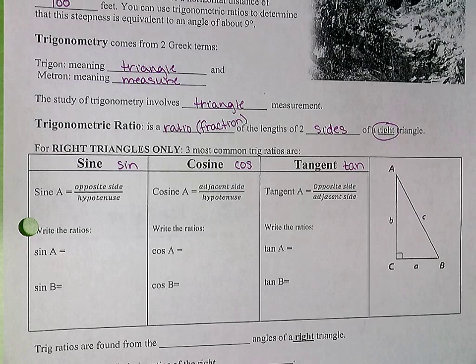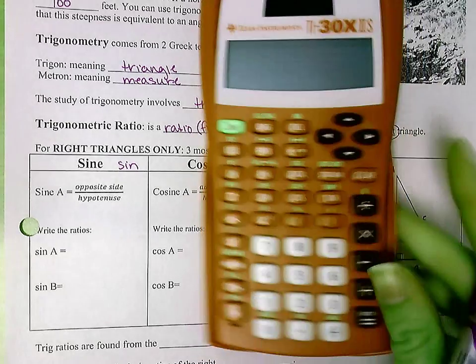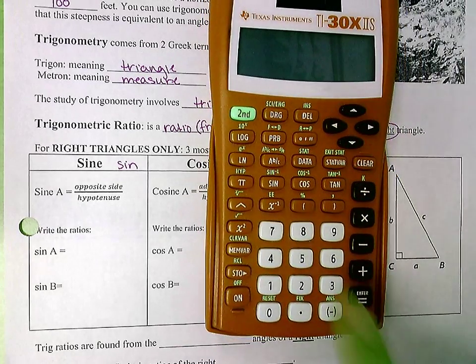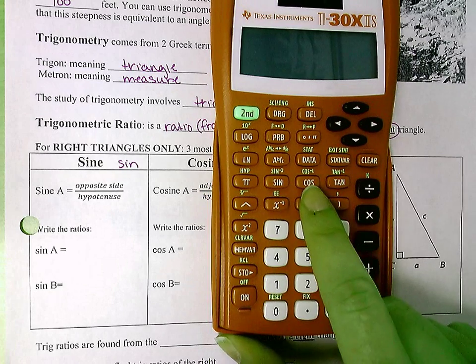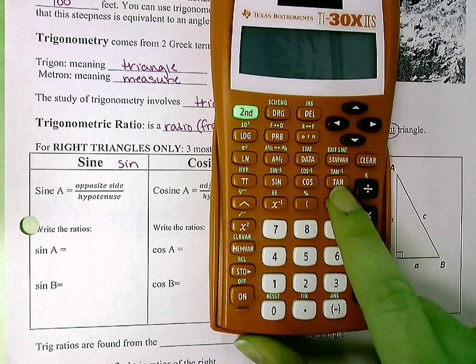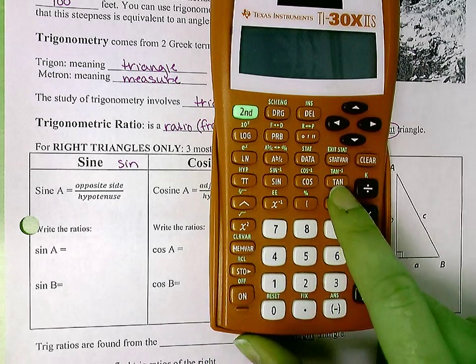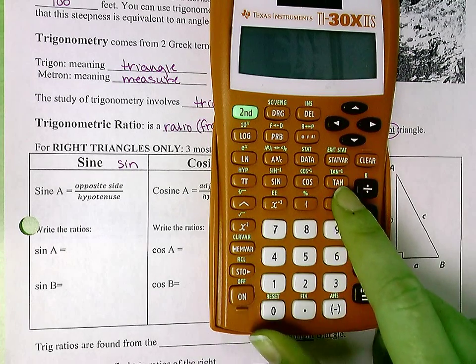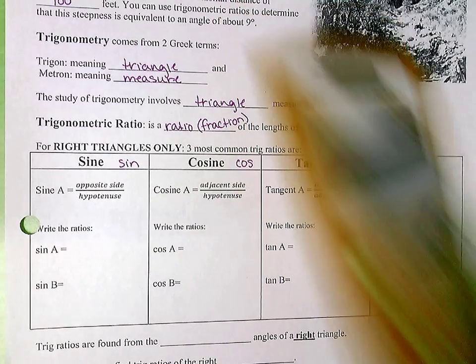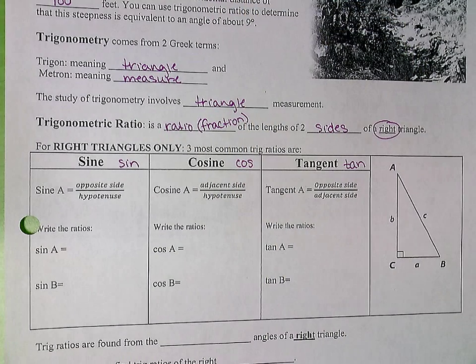On your calculator, if you have a scientific calculator with you, you can locate each of those buttons. If I show you mine here, sine is right here, SIN, cosine, COS, and tangent, TAN. You have those buttons on your calculator. If you need help locating those, if you have a different calculator than I do, I will help you with that.